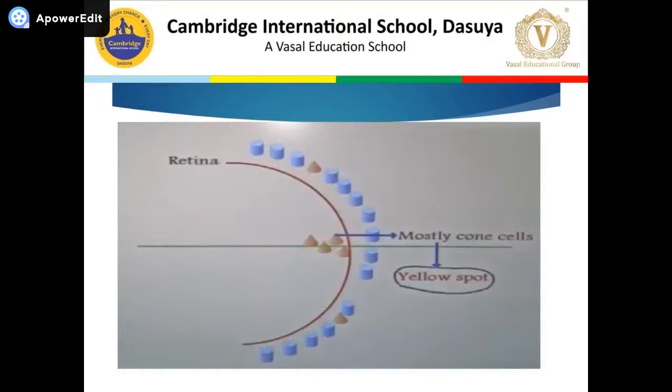In the retina, the distribution of rod cells and cone cells is not equal. See, in the central portion, there are mostly cone cells, so they get activated only when there is bright light, and it also causes colored vision. It helps in colored vision and bright vision. This area is known as the yellow spot.